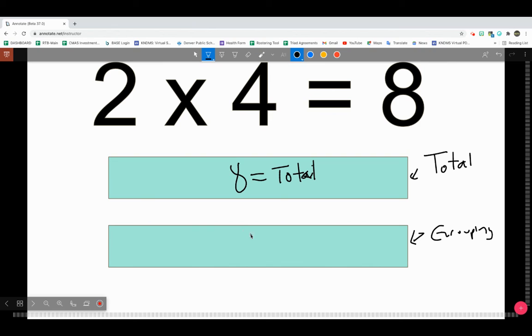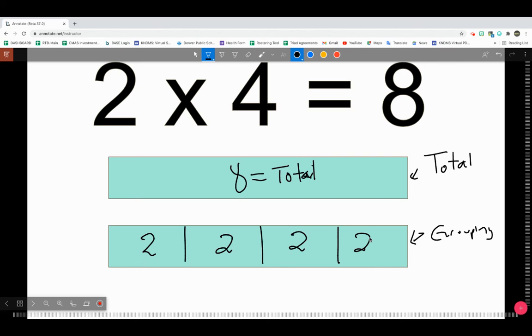You can write 2 groups of 4 if you wanted to, as I have here. Here's my 2 groups of 4. Or we know that because they're 2 groupings, we could also interchange that, and I can make 4 groups of 2. So instead, I'm going to show it like this, with 2 in each group. Nothing changes here. I'm still representing the same thing.